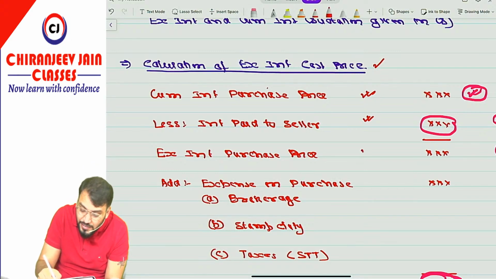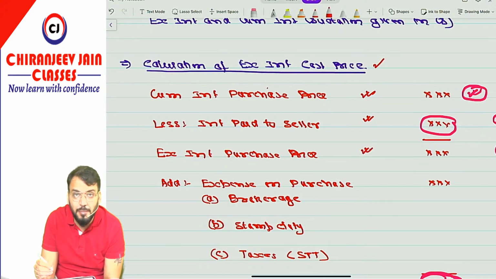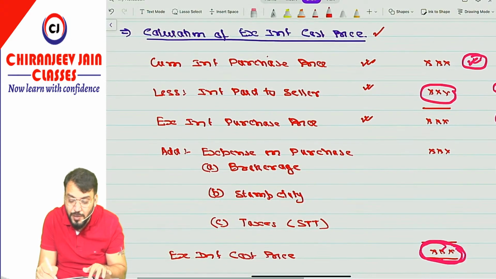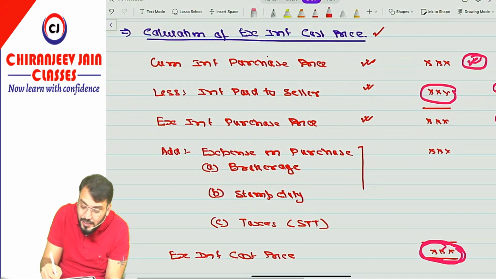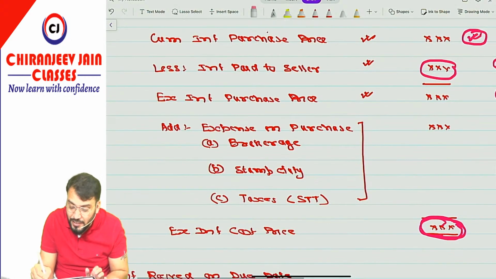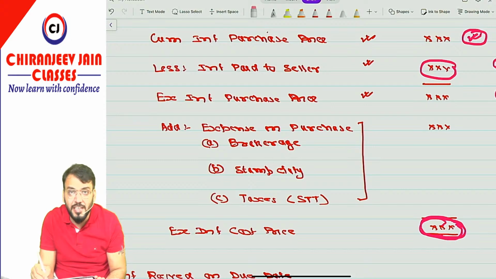This will become ex-interest purchase price, not cost price. Now in this we'll add all the expenses on purchase, for example brokerage, stamp duty, taxes, whatever you have paid, for example securities transaction tax will be added. So this will become ex-interest cost price.